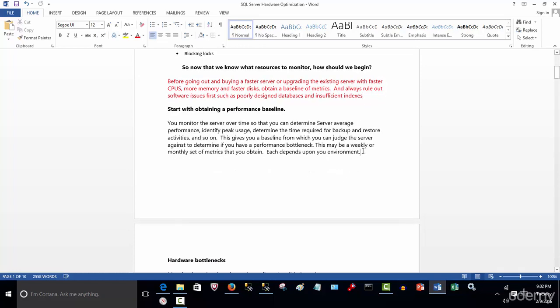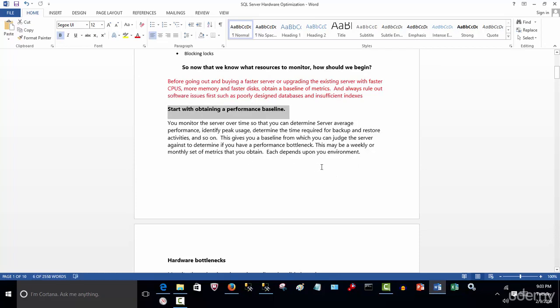So I'm going to start slowly, first talking about the CPU and the counters associated with it. And even within that, while there are many counters that you should monitor, we're just going to start slowly with a few, and then we'll continue with the memory and so on. So just remember this important concept. Start with obtaining a performance baseline.